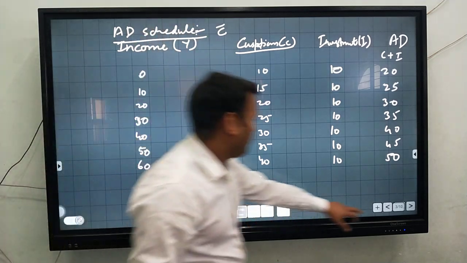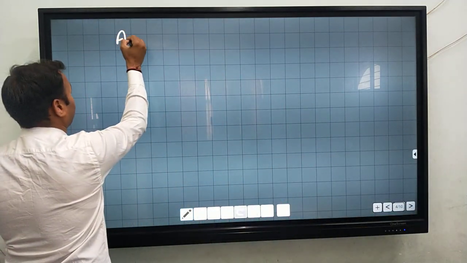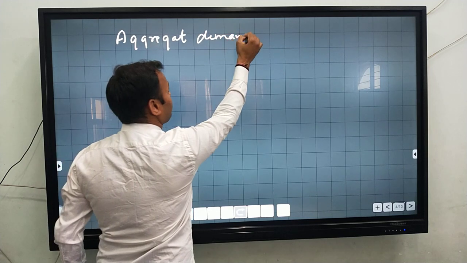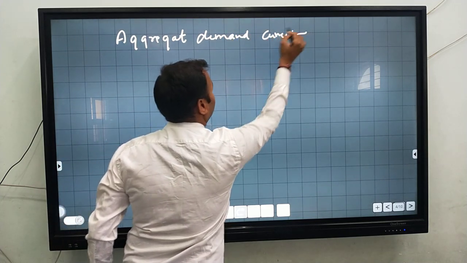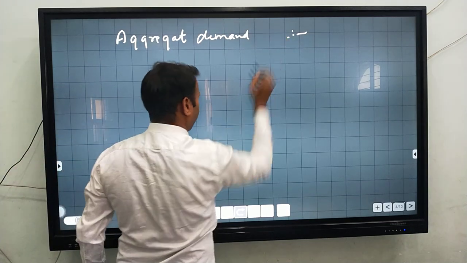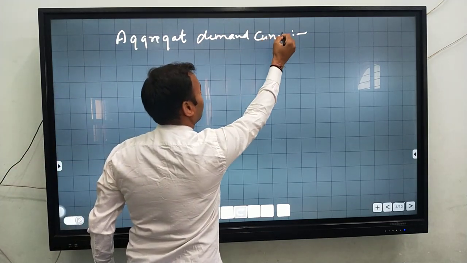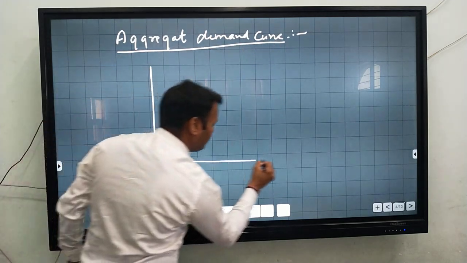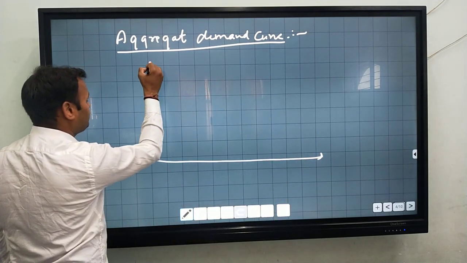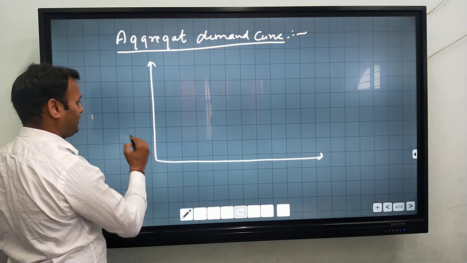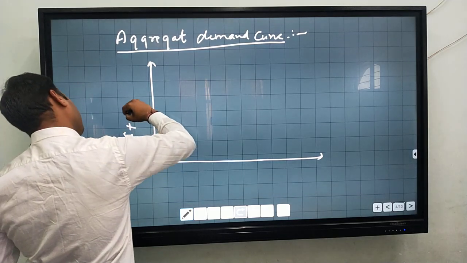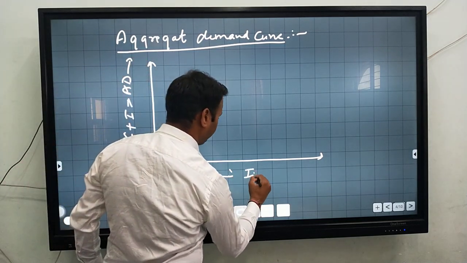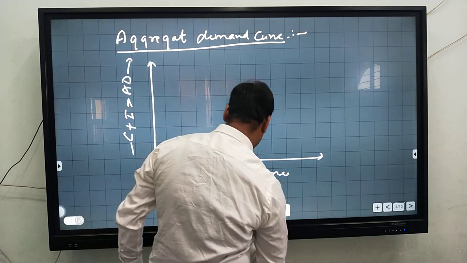Now come to the aggregate demand curve. So what is the diagram of aggregate demand? The diagram of aggregate demand is like this. Here you can write C plus I, or you can say AD, and here you can write income.